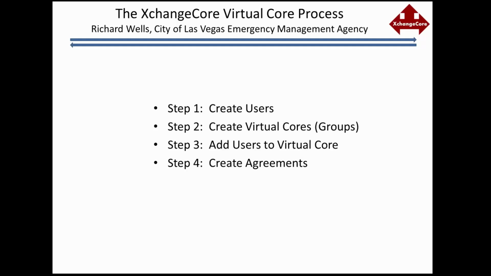So using the XchangeCore server hosted by Jim and his team, we were able to successfully map out 2 virtual cores to facilitate the sharing of Fire Alarm Office data. Although somewhat technical, these steps illustrate how easy it is to tap the ability to create multiple virtual cores on one physical machine. So let's look at the first step, create users.